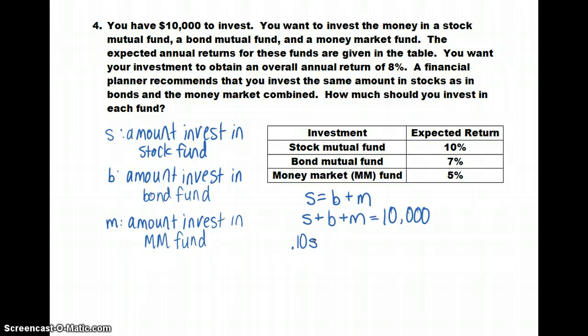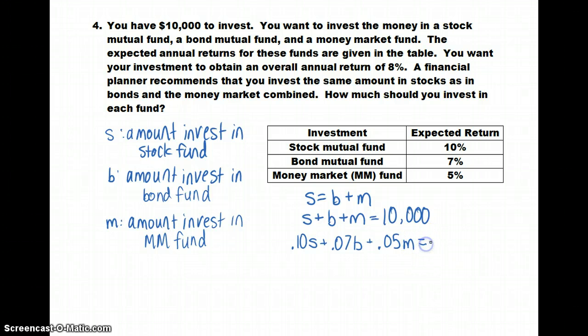Now we just keep going with each of the other investments. So our bond fund has an expected return of 7%. So the return would be 0.07 times B. And then our expected return for the money market fund is 5%. So this would be 0.05 times M.